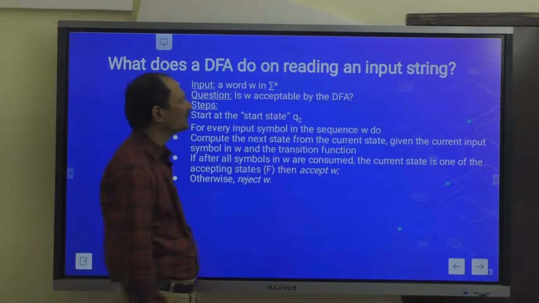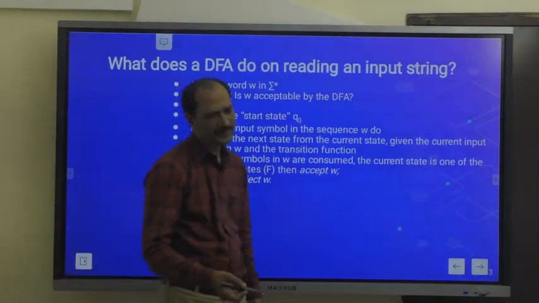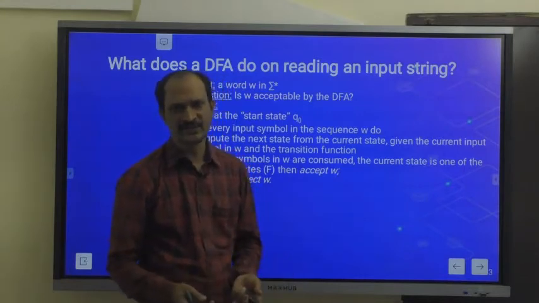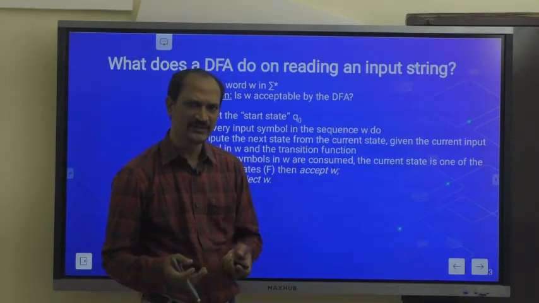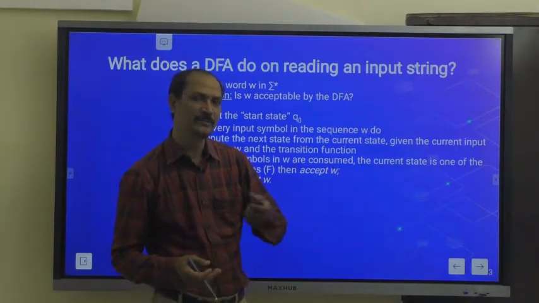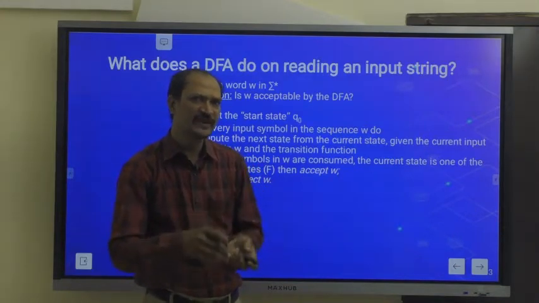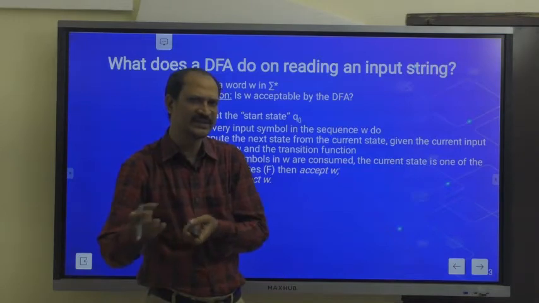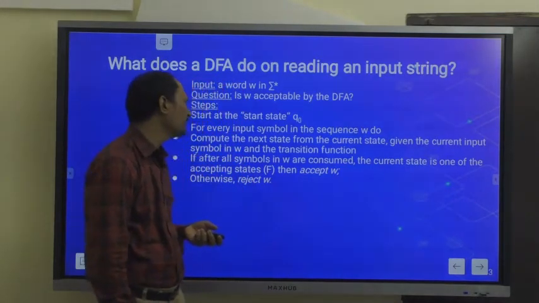Now, what does a DFA do? On reading an input string, a DFA may be accepting the string or may be rejecting the string. If the string is there in the language, the DFA machine can consume the string symbol by symbol. Once it has consumed the entire string, if it remains in the final state, we say that the string is accepted by the DFA, otherwise we say that the string is not accepted by the DFA.